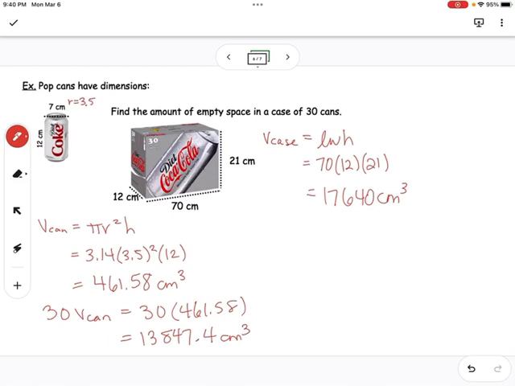So to find the amount of empty space, we're going to take the volume of the case and subtract the volume of the 30 cans that are in the case. So our volume total is 17,640 minus 13,847.4. And the amount of space remaining is 3,792.6 centimeters cubed.